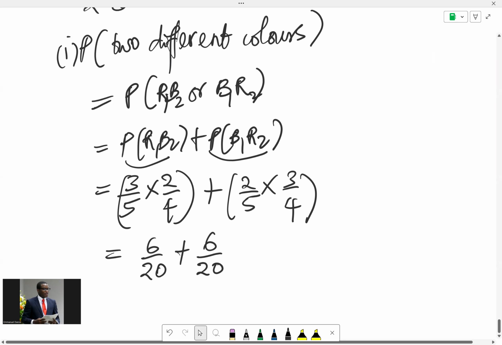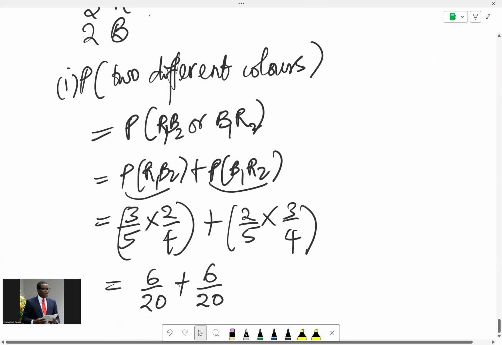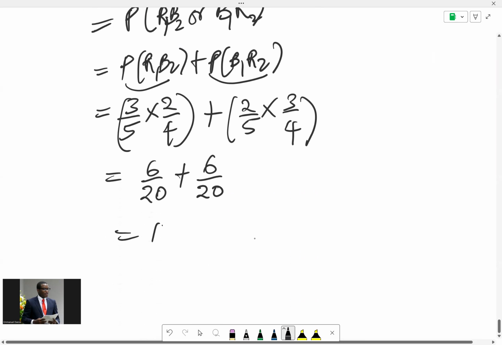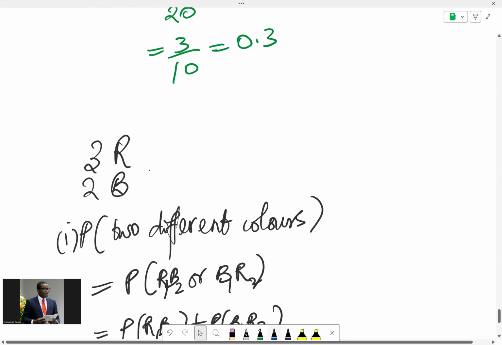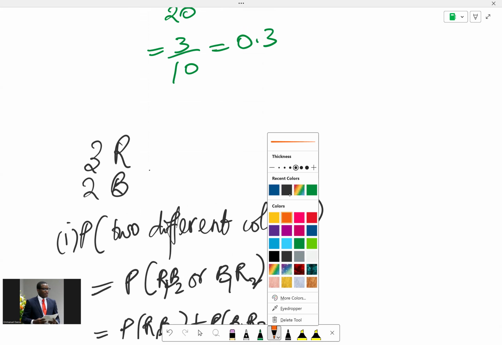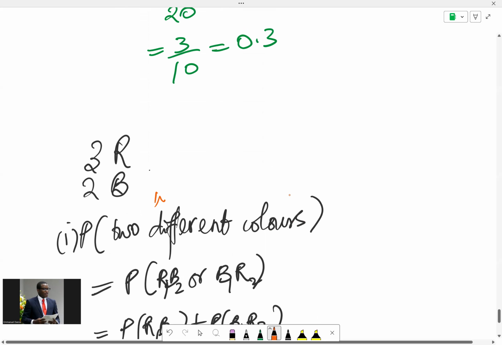That is without replacement. So that will give you 12/20, which is 3/5. Okay, so this is now without replacement. Let me do it this way, let me just say without replacement up here.